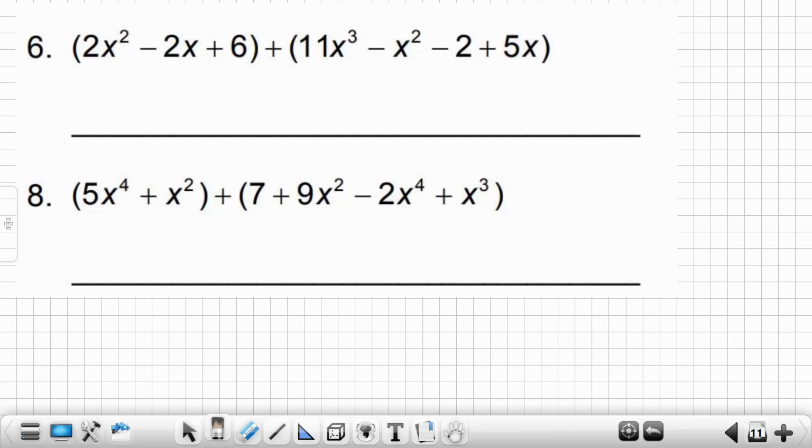When it comes to combining like terms, CLT, that's what you might have learned it as in the past. If it has the same variable with the same exponent, then you can combine. Same variable, same exponent, then you can combine. So if there is a plus between two polynomials, we can just pretend that the parentheses isn't even there.